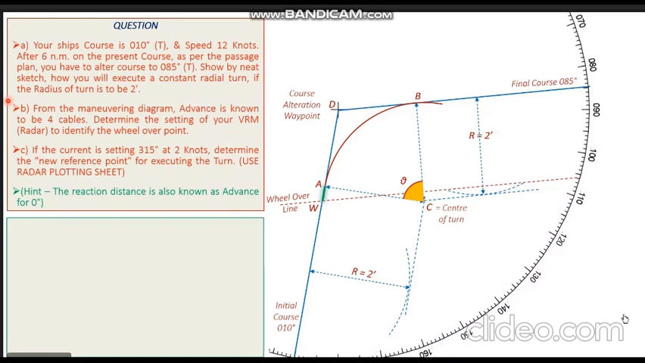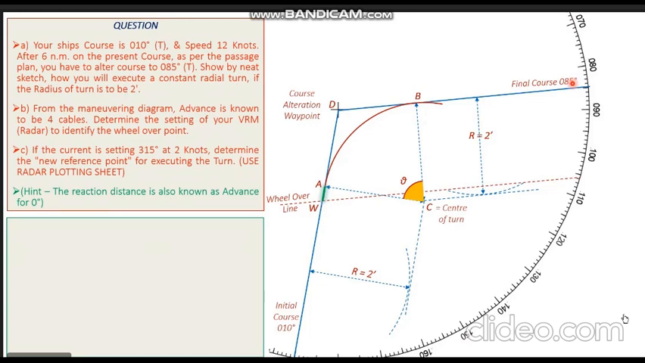Now we have one more method to obtain the wheel over line. Let's see the second method also. The method which we used earlier is known as the plotting method. We first found the center of the turn, then plotted the curved path on which the ship will be moving, that is Alpha to Bravo. Then from point Alpha, we plotted the reaction distance to obtain point W, and passing through point W, we drew a line parallel to our final course, giving us the wheel over line.